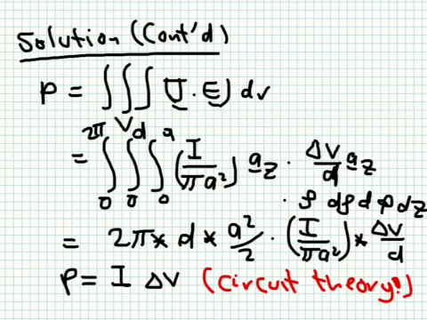I delta v. This is the answer that we get from circuit theory, that the power dissipated in a resistor is equal to the current multiplied by the voltage difference across that resistor. So electromagnetics, under certain assumptions, will lead to the circuit theory expressions we use all the time.